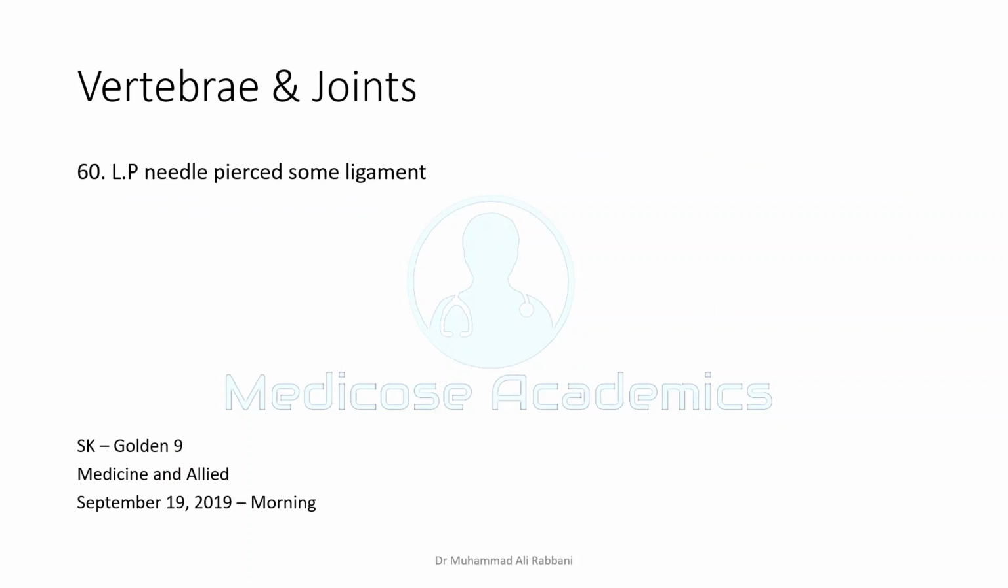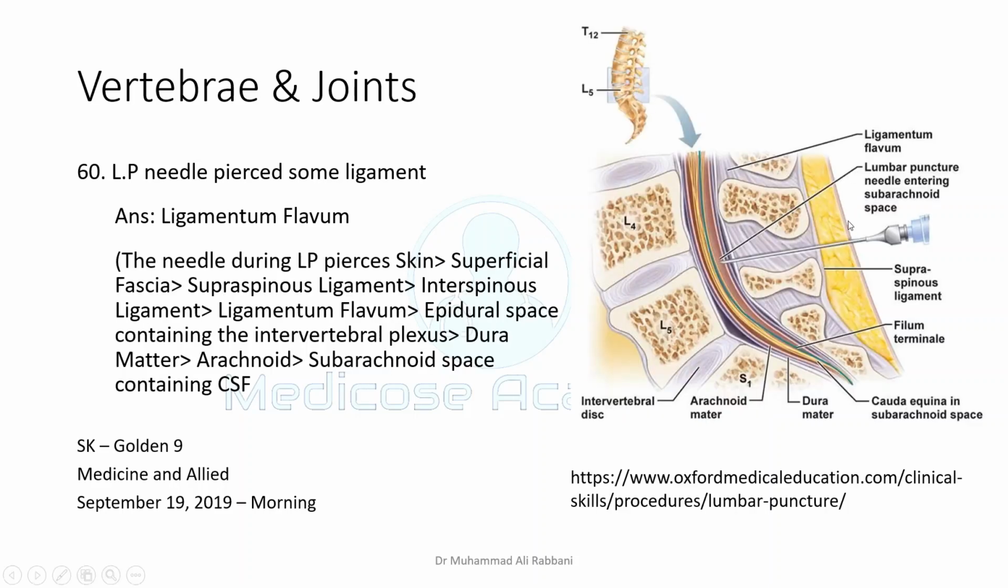So, the LP needle pierces some ligaments. For that, you should remember all the layers encountered from skin to the epidural space, as the LP needle passes ultimately to the subarachnoid space. All the layers you should know. There is one ligament in the pathway that is the ligamentum flavum. There is skin, then superficial fascia, then the supraspinous ligament if you're exactly in the midline, and then the interspinous ligament if you're exactly in the midline, and then there is the ligamentum flavum we saw in the previous one.